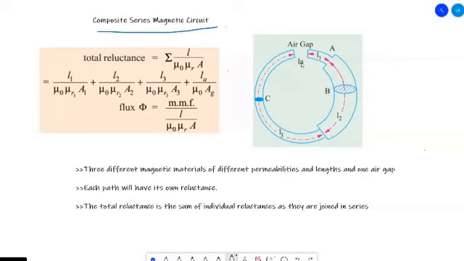So for the time being, keep in mind that the area of cross section will be different in this particular region. So this is altogether a composite series magnetic circuit. One is connected to the other, so that's why we call it a series.